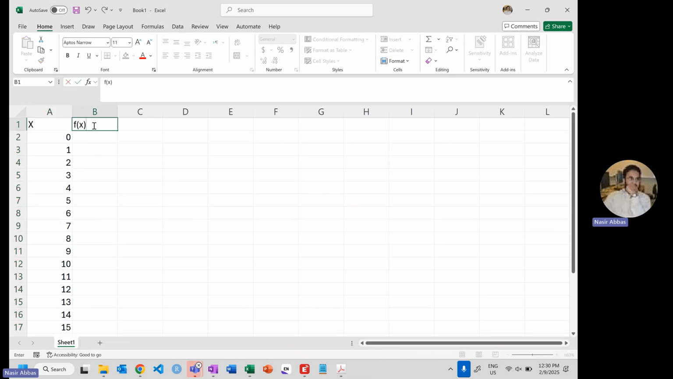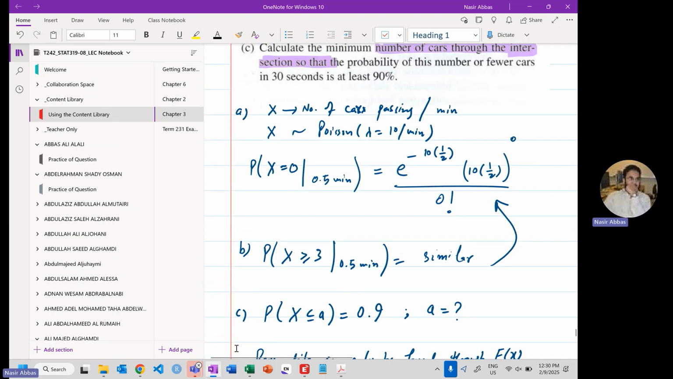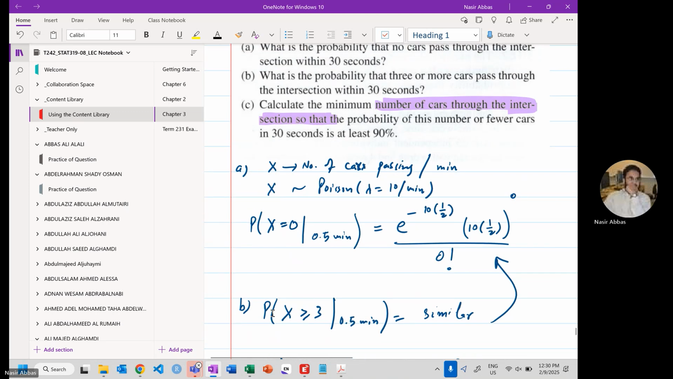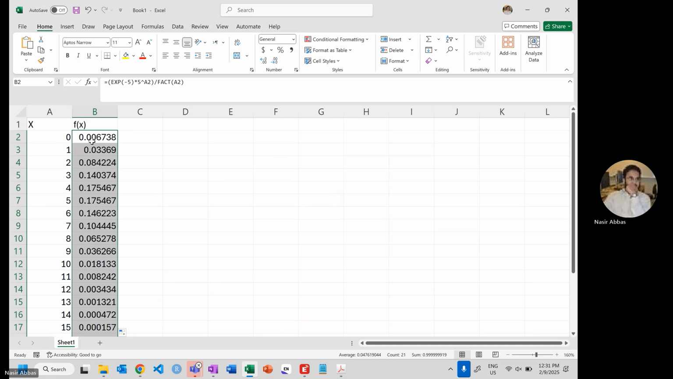And f of x is given to me in the formula sheet. It is e to the power minus, my lambda was what? Half? 5. 5, 10 by 2. It is per 30 seconds, right? Per 30 seconds. So lambda is 5. E to the power minus 5 times 5 to the power x over x factorial. Right? I have the PDFs.